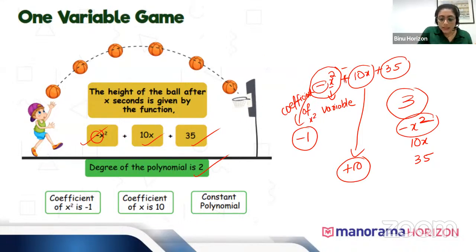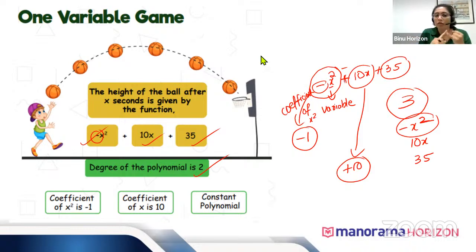Okay. And 35 is actually a constant polynomial. I can say it's a constant, right? No variable is associated with it, just 35. 35 means it has only one value, that is only 35. So it is called a constant.